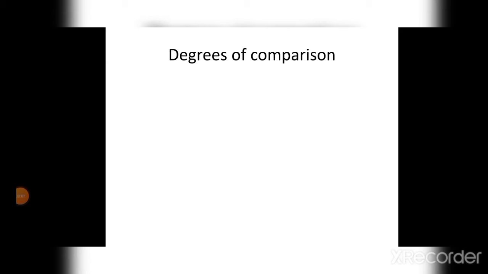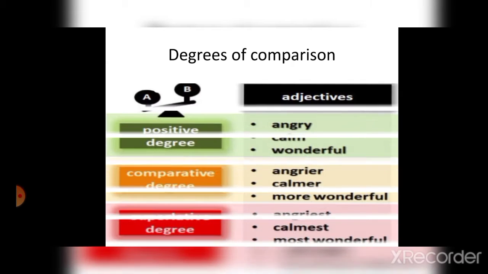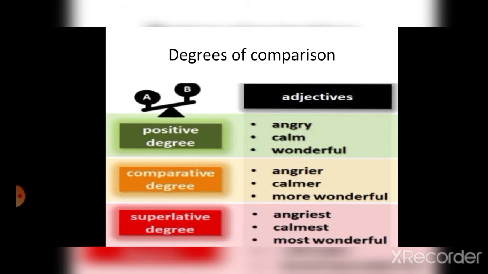Degrees of comparison. An adjective has 3 degrees of comparison. Positive degree. When the quality of a thing is stated and no comparison is being made, the adjective used is in the positive degree. For example, angry, calm, wonderful.